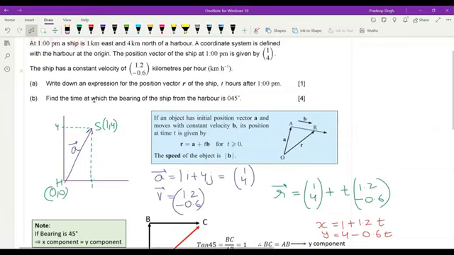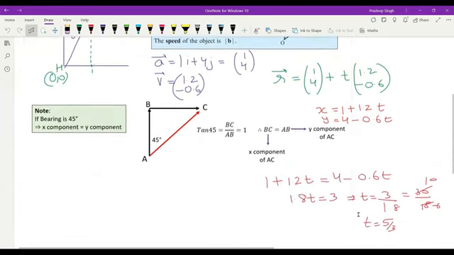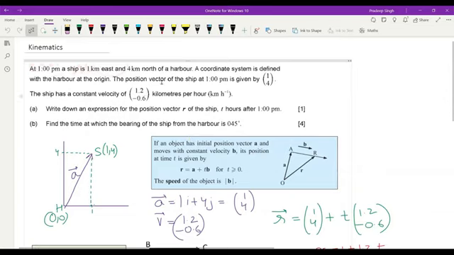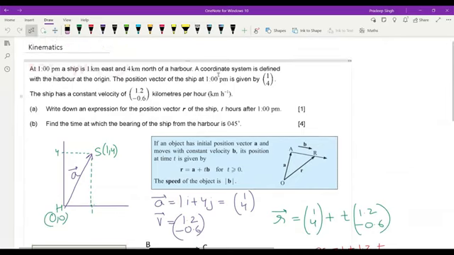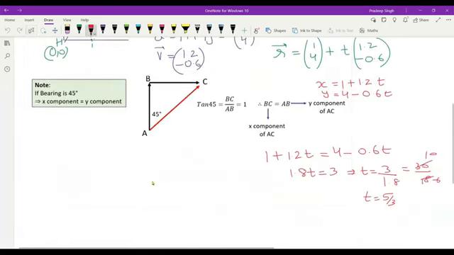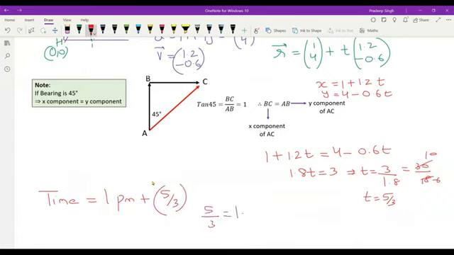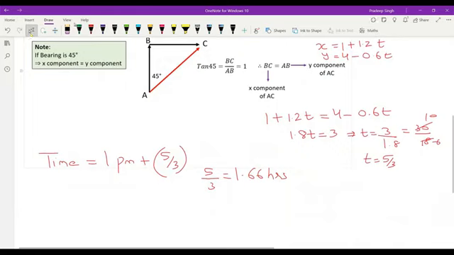Now, the question was to find the time at which the bearing of the ship is 45 degrees. We already have found the t, but initially observe in the question they have given, the starting point was 1 p.m. So we'll have to add the 5 by 3, which we have gotten, to 1 p.m. And let's do that. So the final time which we require is 1 p.m. plus the 5 by 3. Now, 5 by 3, if you simplify, is actually 1.66 hours. Let's convert that into minutes as well.